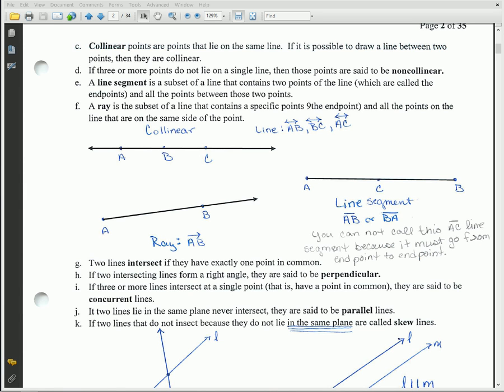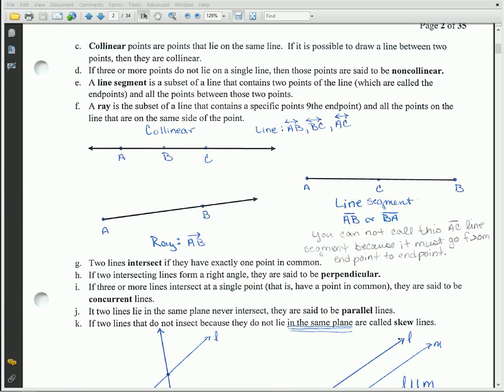Sorry about that. A line segment is a subset of a line. It has a beginning point and an end point. We actually call them both endpoints. When you label a line segment, you must label it from the beginning point and the end point. So it could be the line segment AB or the line segment BA, but you cannot call it the line segment AC where C is between A and B. You have to do it from the beginning to the end, whereas a line, you can do it from any points.